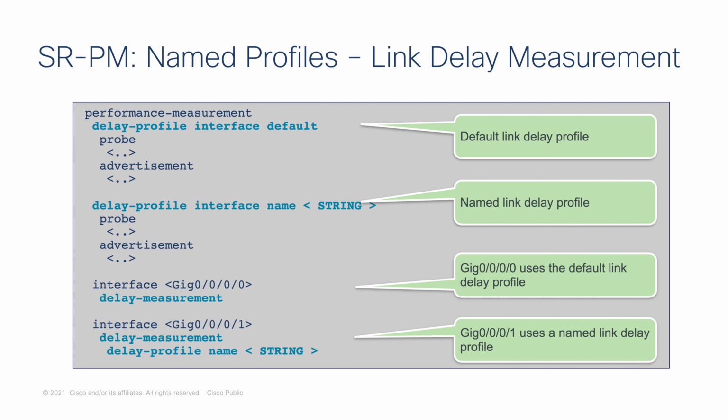When we look at the interfaces, interface GigE 0/0/0/0 is just being configured for delay measurement, and without specifying a delay profile, the parameters of the default link delay profile will apply. On the other hand, GigE 0/0/0/1, which has delay measurement enabled and a named delay profile applied, then the parameters of the named link delay profile will apply to the operations on GigE 0/0/0/1.